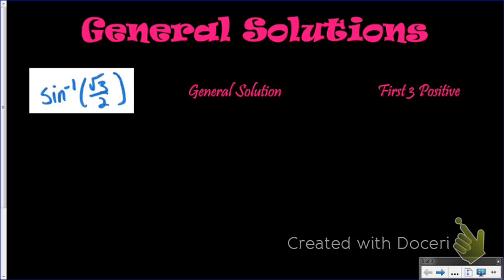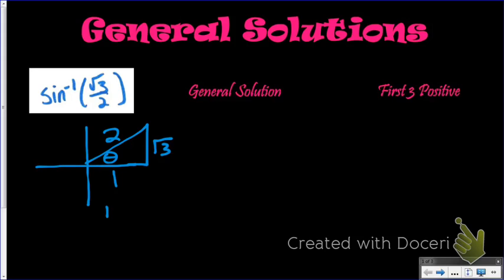So we're going to start this off just like we did before. We're going to find the sine inverse of root 3 over 2. So I'm going to start this off the same way, where I draw my triangle in quadrant 1. I'm going to fill in an opposite of root 3 and a hypotenuse of 2, and that makes my adjacent side 1, which means that theta is across from 30. So my theta, I'm going to do this all in radians, is going to be pi over 3, which is 60 degrees.